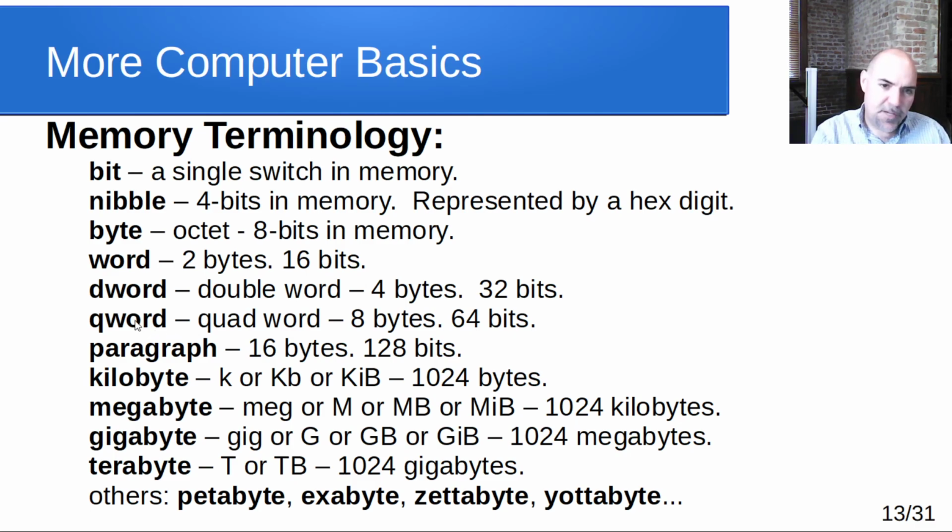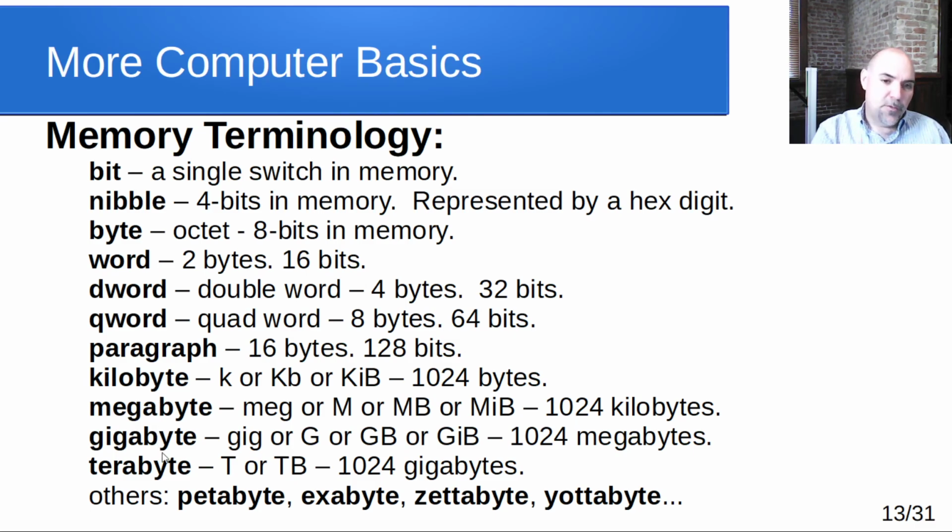You'll tend to see this terminology used quite a bit. So if you see word, just know that's 2 bytes. If you see double word or D word, that's 4 bytes. Quad word, that's 8 bytes or 64 bits.